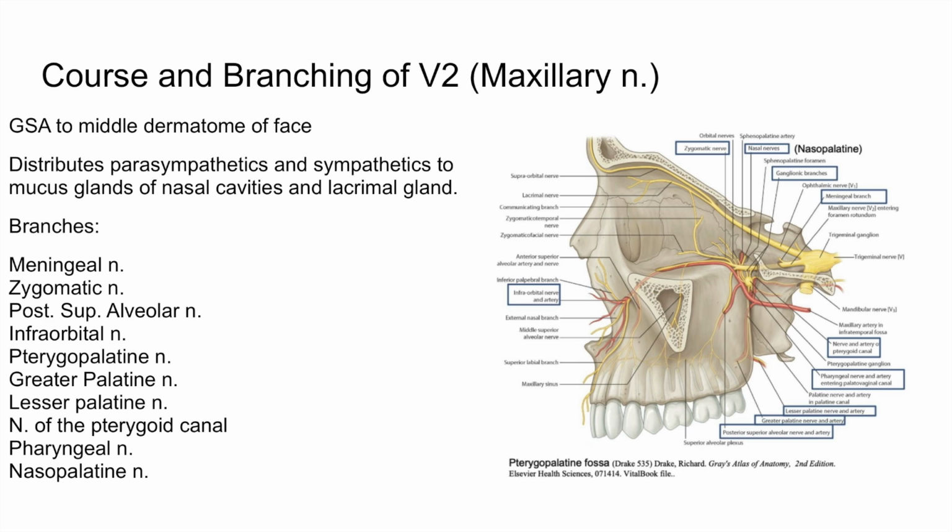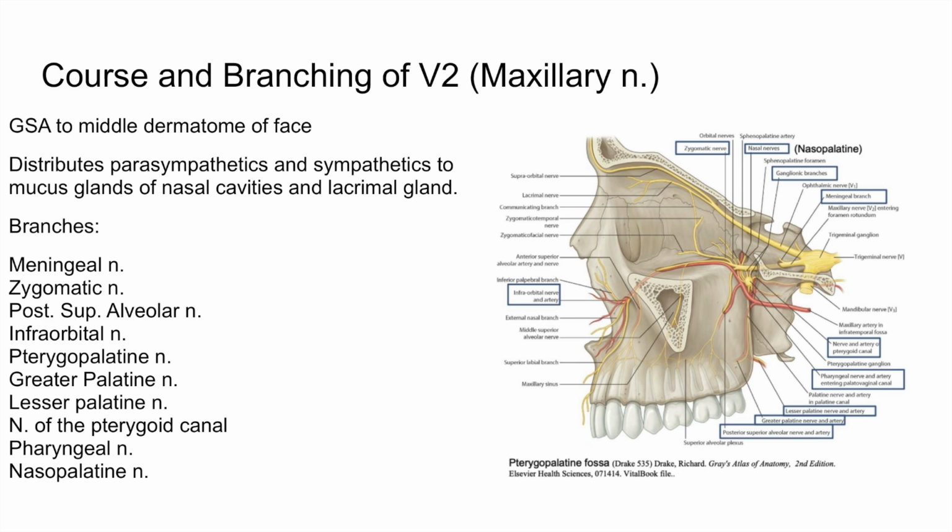The posterior superior alveolar nerves branch off earlier and go directly to the maxillary molars. So now you've covered all the upper teeth, okay? Posterior, PSA, middle, anterior via infraorbital branches, right? The smaller branches like the pharyngeal nerve just head to the nasopharynx, rounding out the distribution, okay?